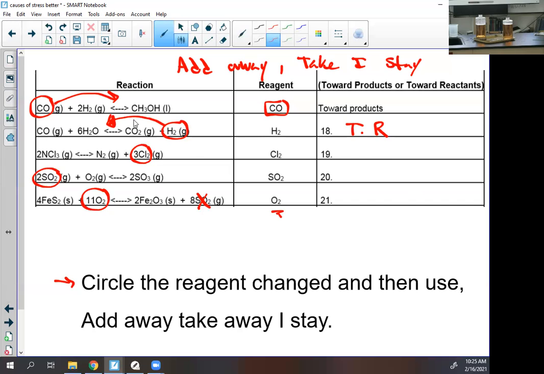So with the CO2, I add, I go away, that moves towards reactants. If it's SO2, I add, I move away, I go towards the products. If it's O2, I add, I move away, that's towards the products. You got that so far? You have to do that on the test. Hopefully it goes pretty quick, pretty easy.